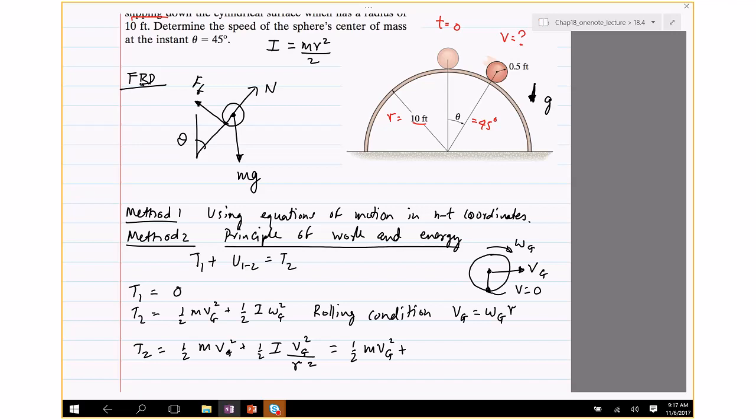So you've got to see if there are conservative forces or non-conservative forces in the problem. In this case, there's one force which is non-conservative, the friction force. When you see a non-conservative force, I recommend using the principle of work and energy. If there are only conservative forces like gravity and springs, then use conservation of energy.